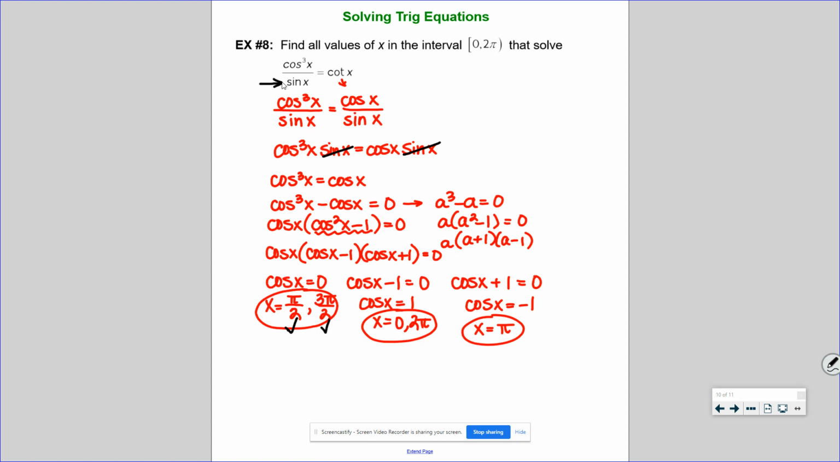However, when you plug in 0, sine of 0 is 0, so this value is extraneous. 2 pi would also give you, sine of 2 pi would also be 0, so that's also extraneous. And then pi would do the same thing because sine of pi is also 0. So all of these values here are considered extraneous because when you plug them back into the original equation, they make the equation incomputable.